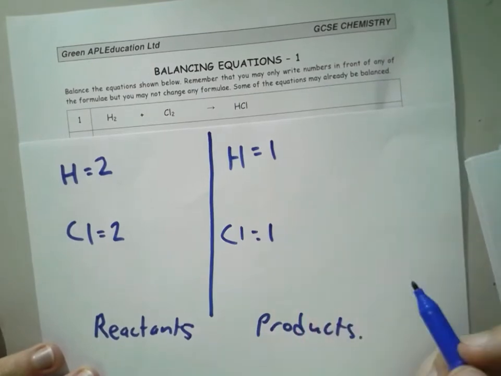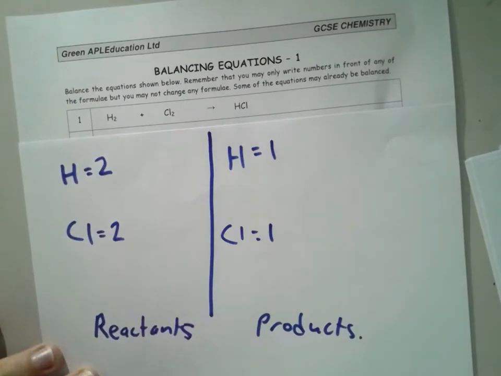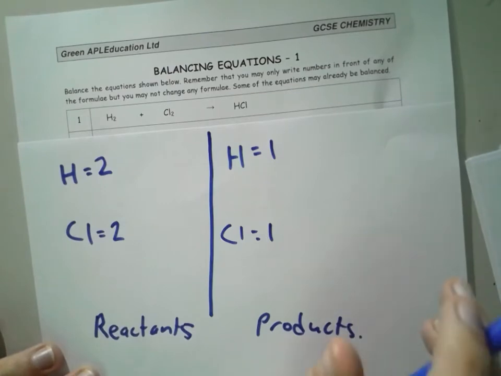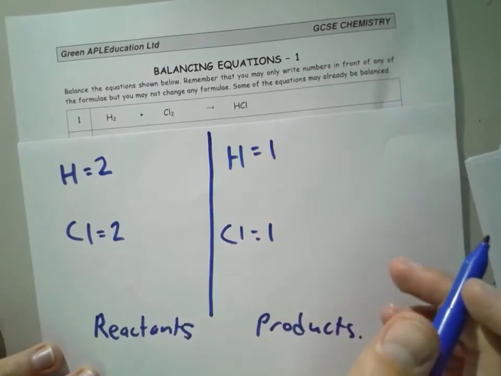Well, they just don't make sense. Something doesn't add up, because you can't have 2 on this side and 1 on this side. In other words, where did the other atoms go? Well, they didn't go anywhere. We just need to balance the chemical equation.